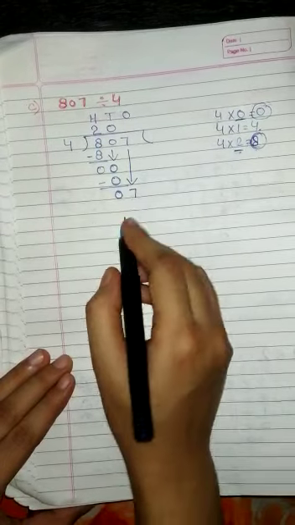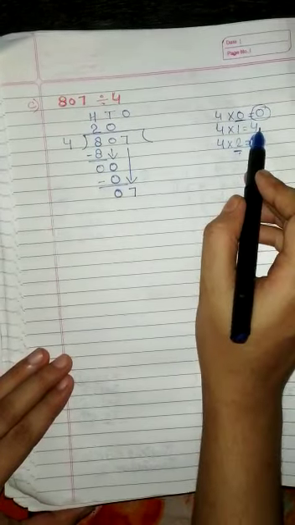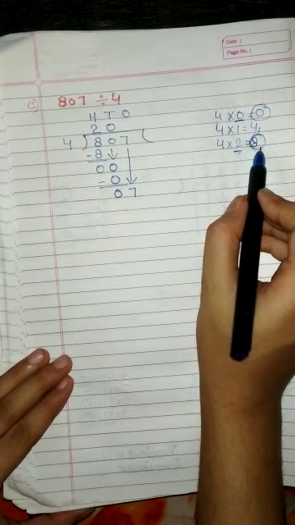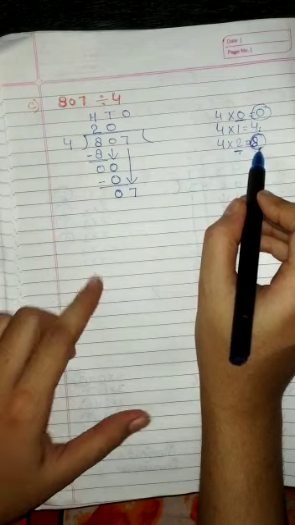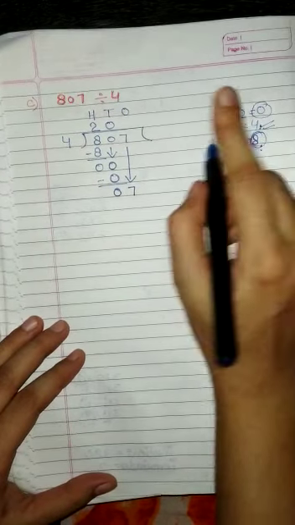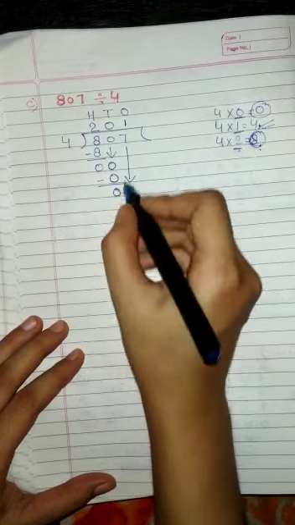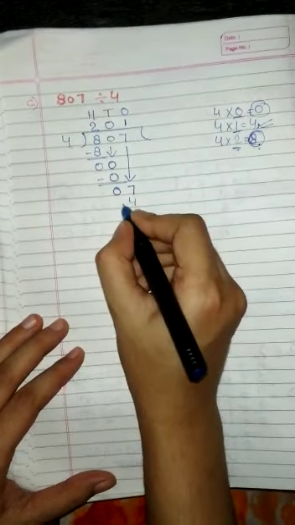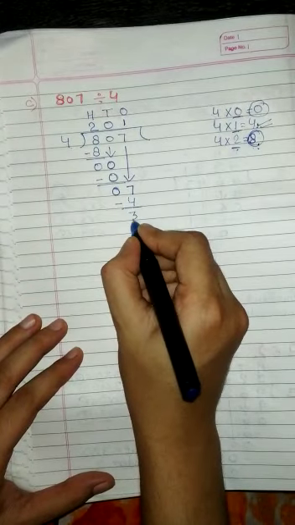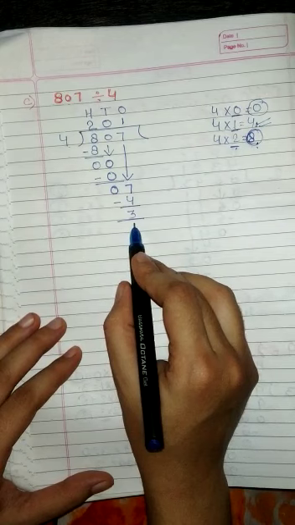Let's bring down the next digit. The next digit is 7. Let's read out the table of 4 again. 4 1s are 4, 4 2s are 8. Now this 8 is greater. ये 8 तो 7 से बड़ा है. So what we'll do, we'll take 4. How many times? 1 time. Okay, we'll write 1 here. 4 1s are 4. We'll subtract 7 minus 4 is 3.